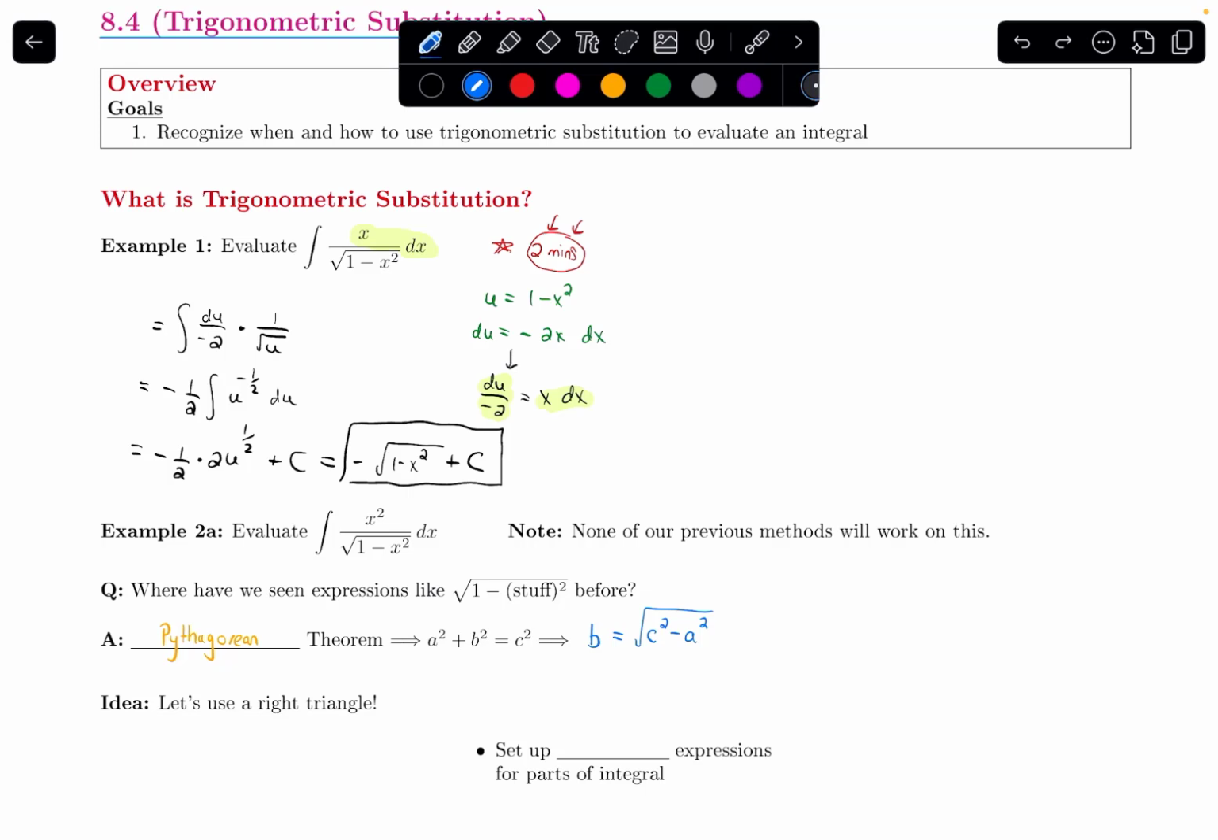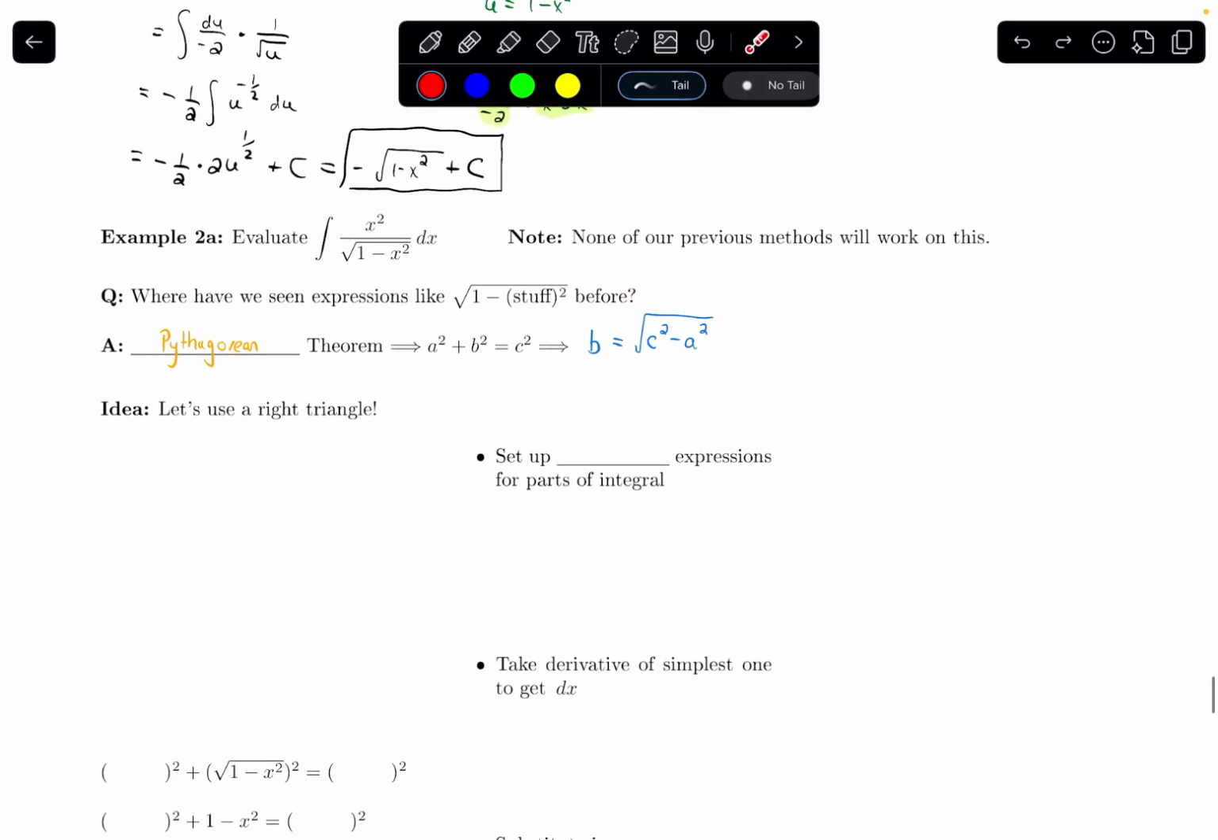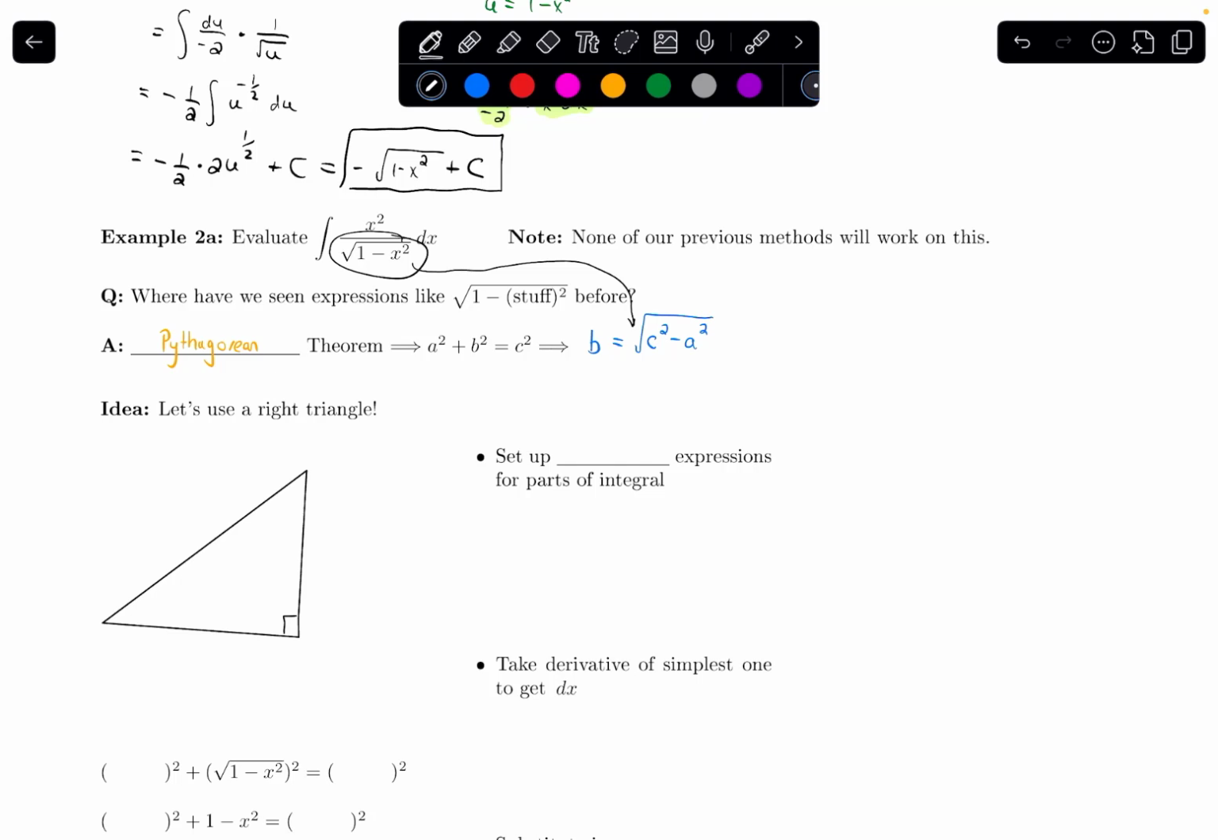So the fact that this denominator term reminds me of the types of things that we might get from a Pythagorean theorem, in this case where the c would be 1, makes me think let's use a right triangle like we have with the Pythagorean theorem. So let's draw a right triangle. And this side, the square root of 1 minus x squared, looks like this, which we are calling b. So I'm going to let this be one of the legs. It doesn't really matter which one I pick. We can make it work either way. I'll just make it be the vertical one.